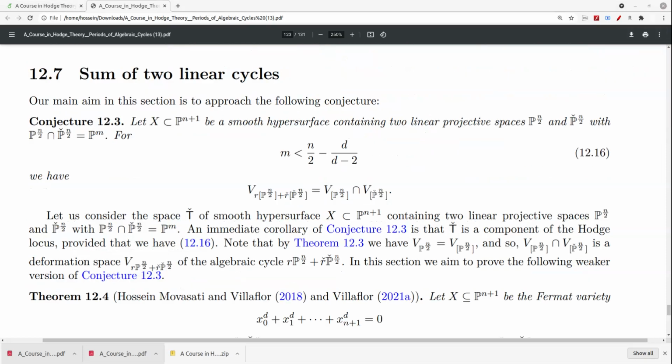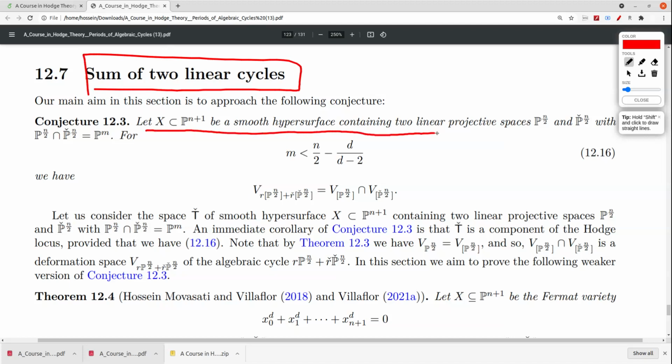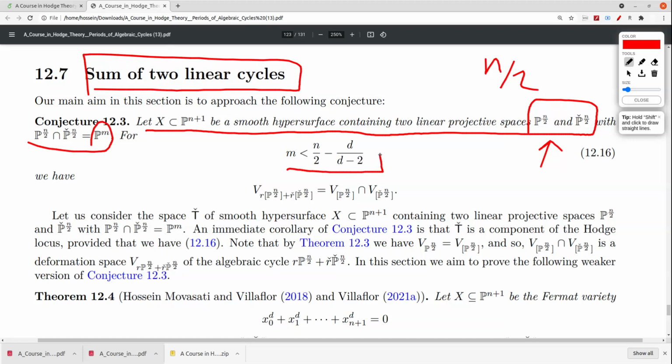So our next example of a component of the Hodge locus is obtained by taking a sum of two linear cycles. So we will take a hypersurface, and inside this hypersurface we consider two projective spaces of dimension n and n-half. They will intersect each other in Pm, and we will assume that this condition holds. In the proof, it will be clear why this condition pops up in a natural way.